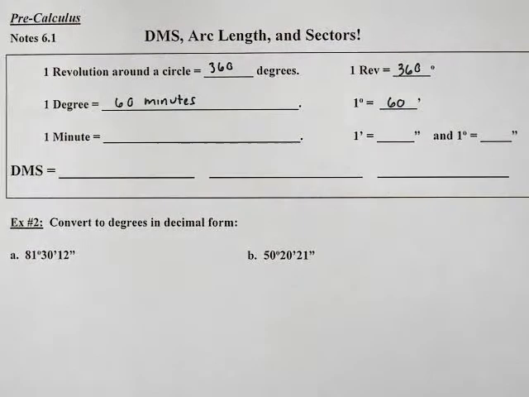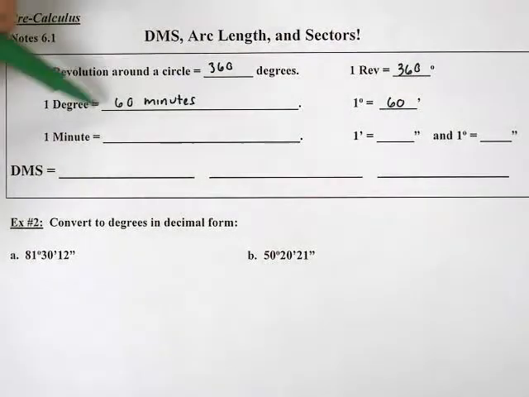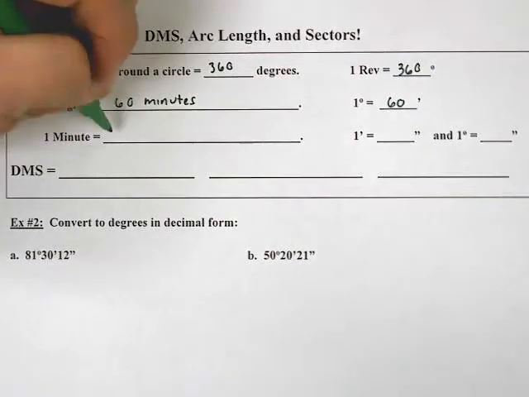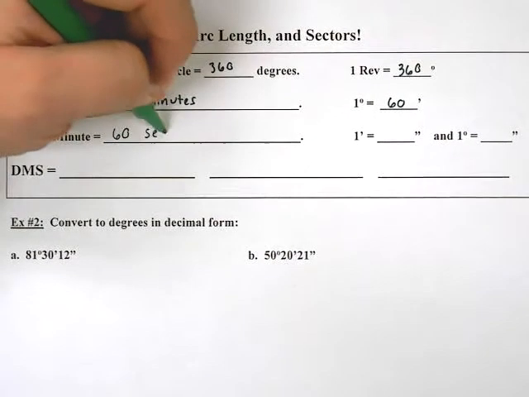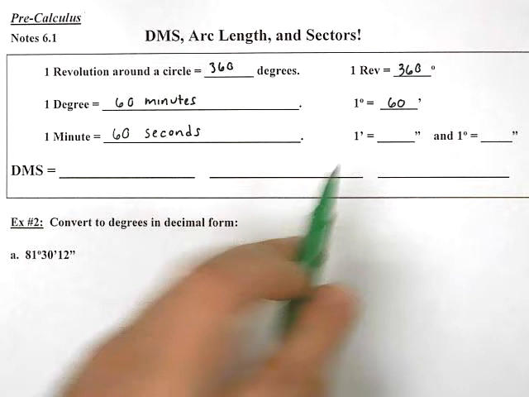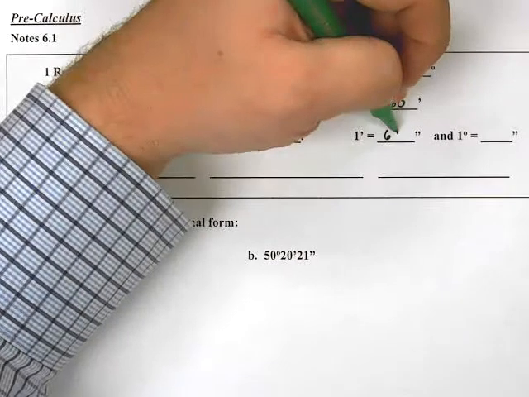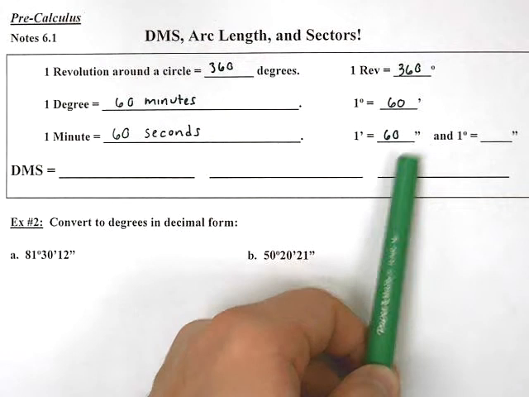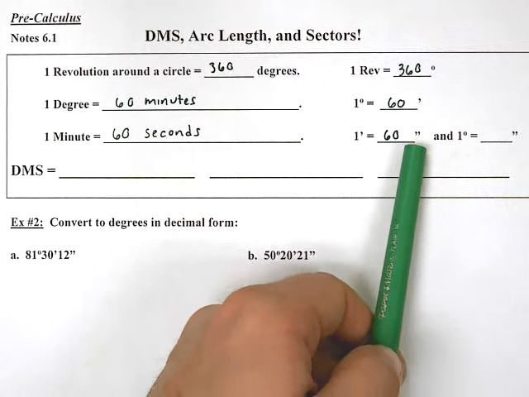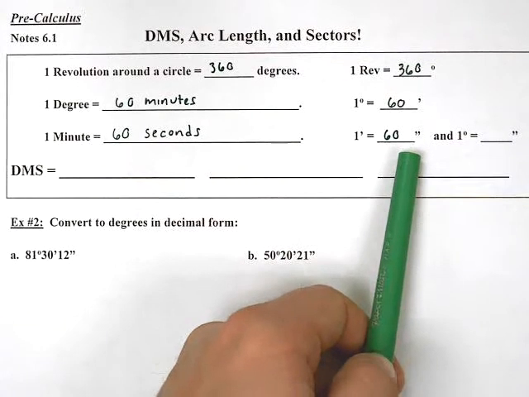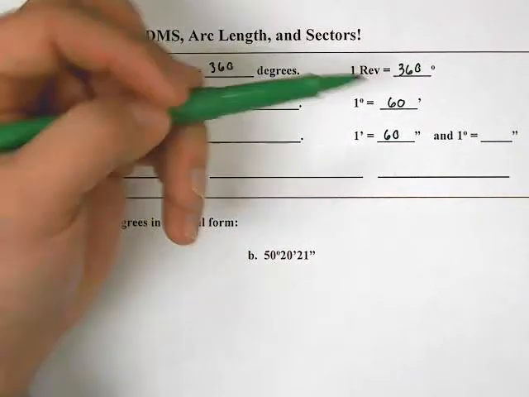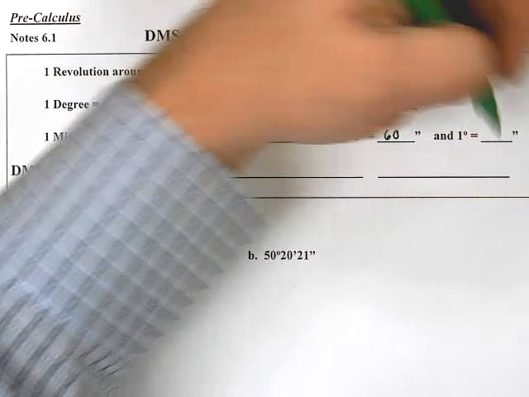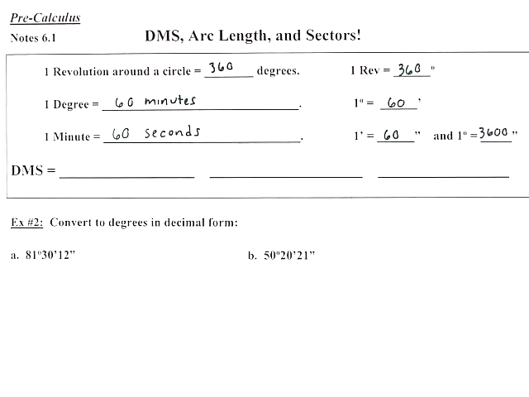And then if we go down further from minutes, we can go down into seconds. 1 minute has 60 seconds. Please note minutes use the apostrophe and the quotation mark is for seconds. Please get used to this notation. Then if we have 1 degree, we can convert it directly into seconds by doing 60 times 60, or 3,600 seconds.